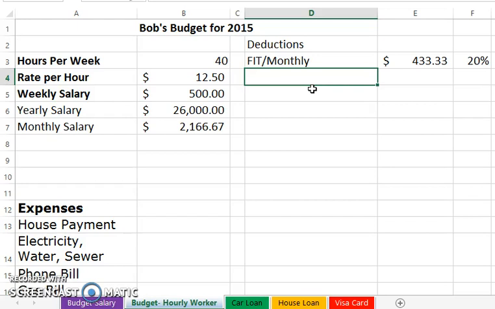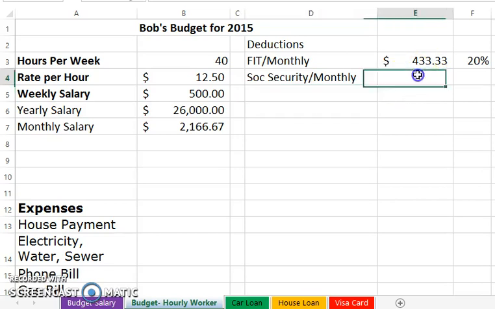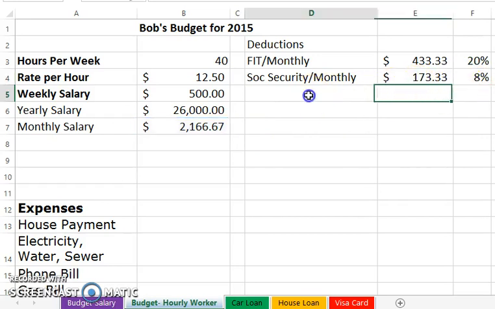Okay, so now Social Security. And Social Security, this is going to be monthly. And that's going to be around 8%. Okay, so equals the monthly salary times 8%. So that'll be his Social Security.